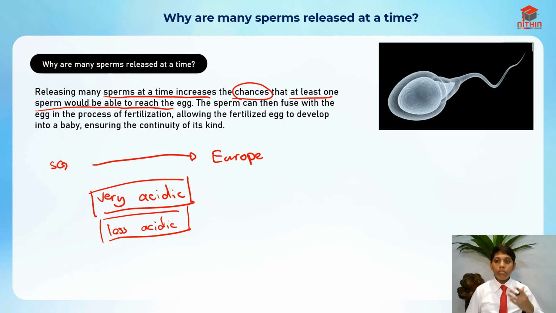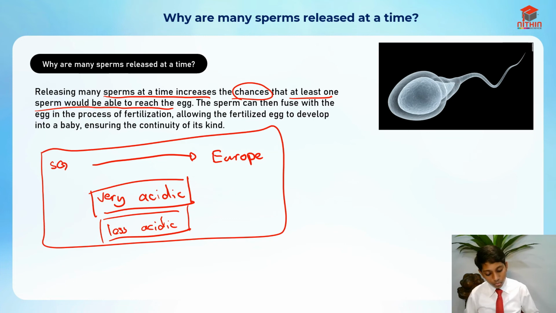So all of you people watching my video, you are that one sperm who reached the egg out of all the millions and billions, okay? So you're the winner amongst all of them. So this is what we can say about releasing many sperms at a time.